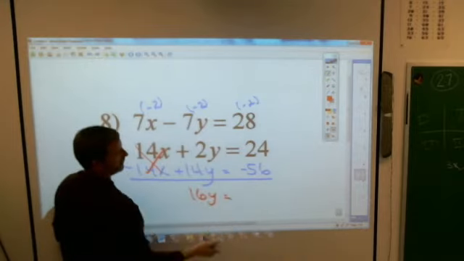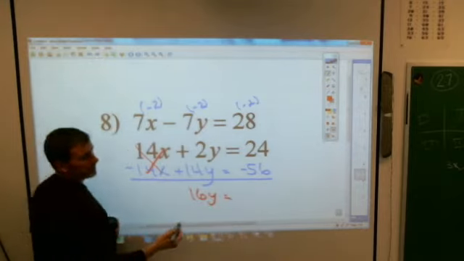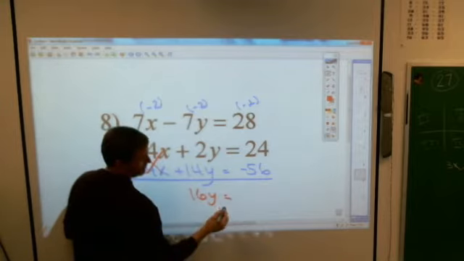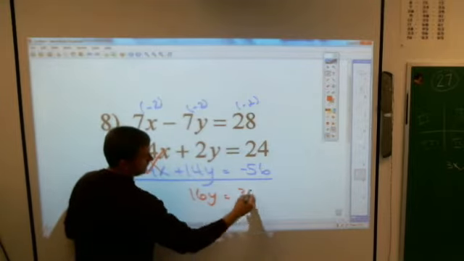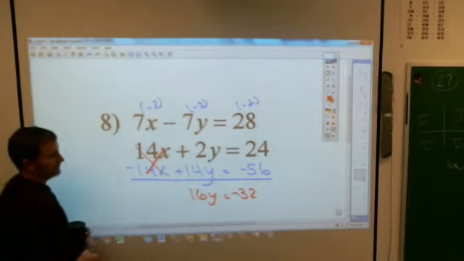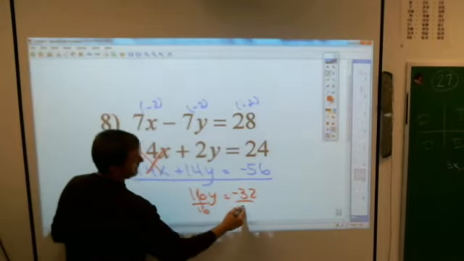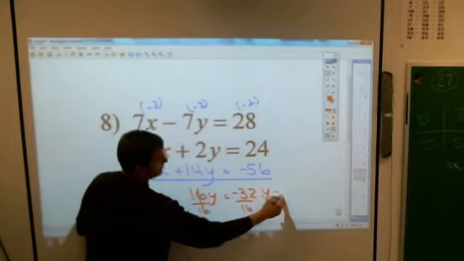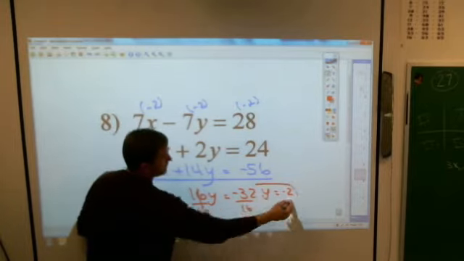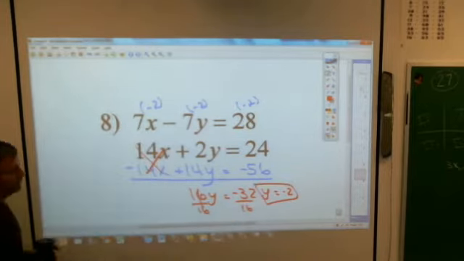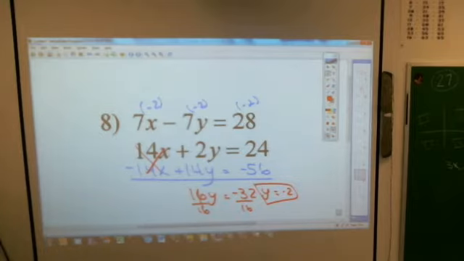And -24 or -56 and 24 is what? 32? Negative? Does it work out? Absolutely. Divide by 16. Divide by 16. Y is -2.